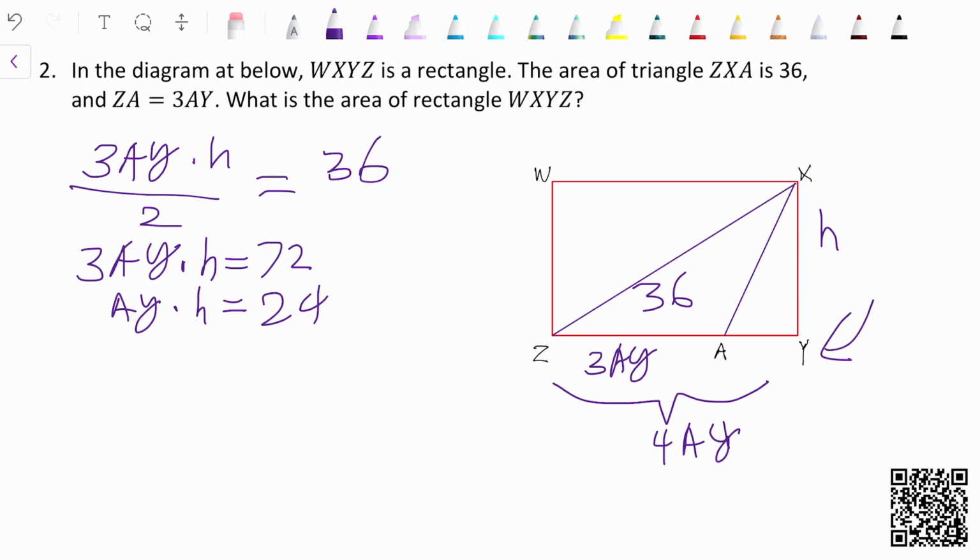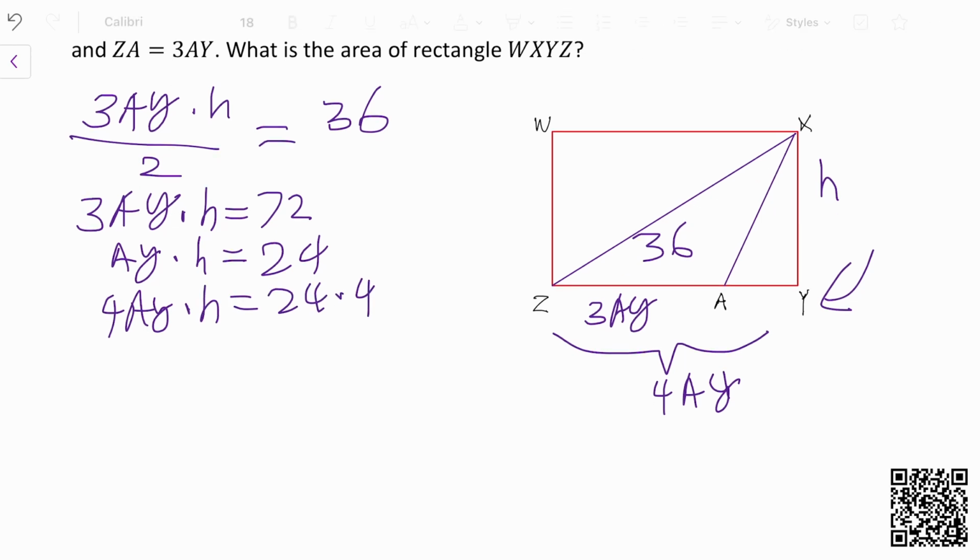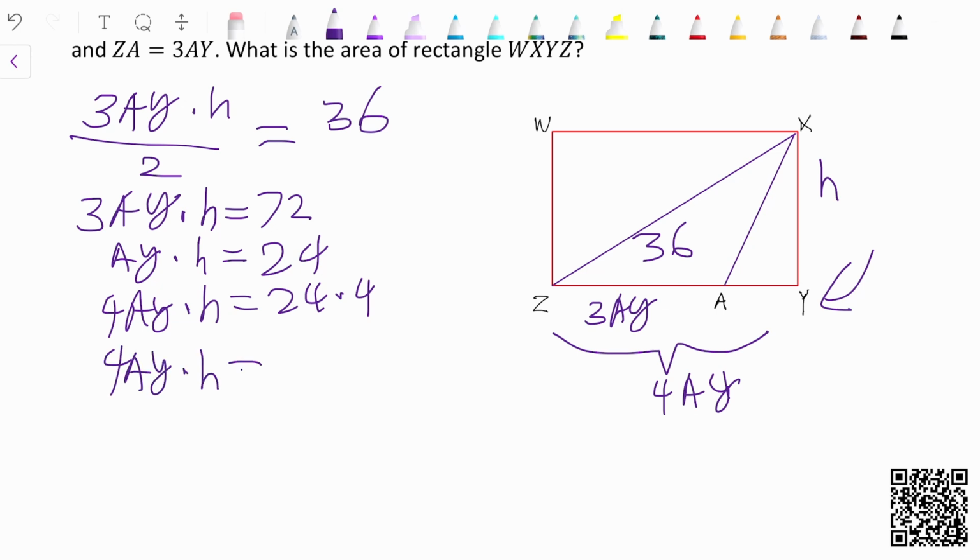So since we now know what AY times H is equivalent to, 4AY, which is the length of our rectangle, times H is equivalent to 24 times 4. Therefore, 4AY times H is equivalent to 96, which means that the area of our rectangle is 96, with 4AY being its length and H being its width. We do not actually need to know what each one is. So the answer to this problem is 96.